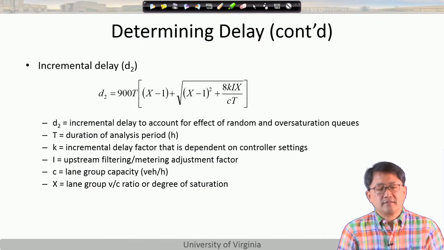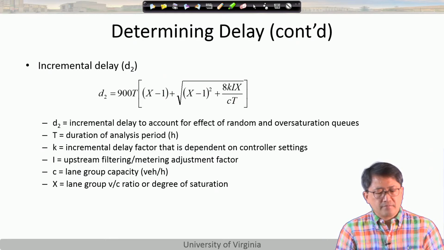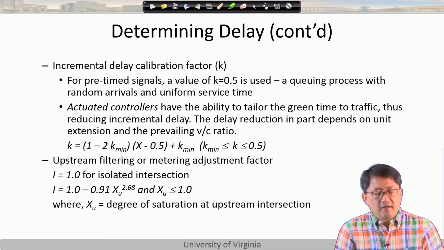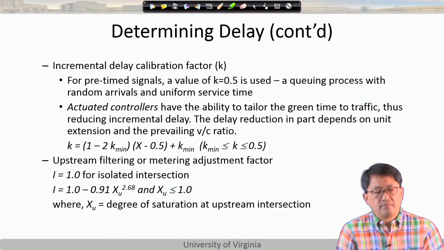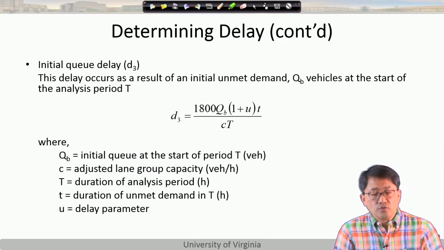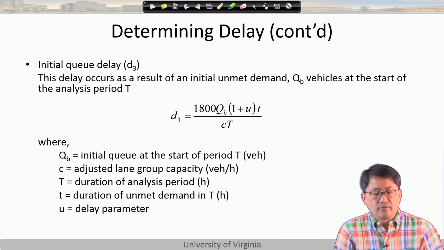So this calculates random arrival delay, and K's and I's are for actuated signals and different controller settings and metering conditions. Have some descriptions here, but it's not that important. You can adjust these for actuated signals, and actuated signals should work better than pre-timed signals. So that's how they adjusted it. Again, as I said, this is initial Q value. When you have a Q existing at the beginning of analysis, that just accrues and adds up to the delays, and that's how they considered it.